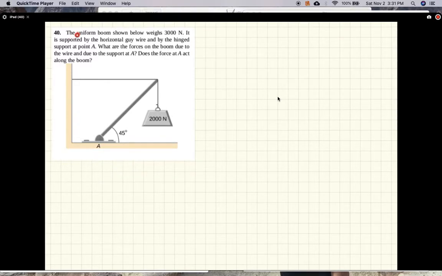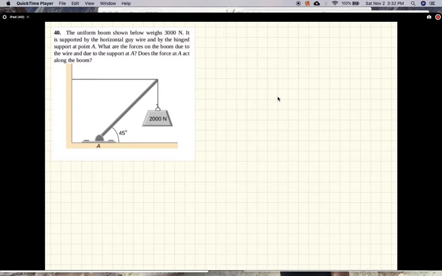Okay, this problem says the uniform boom shown below weighs 3000 newtons. So this weighs 3000 newtons, and its center of mass is where the weight acts. It is supported by a horizontal guy wire, so there's the horizontal wire, and by the hinge support at point A. So what are the forces on the boom due to the wire and due to the support at A?